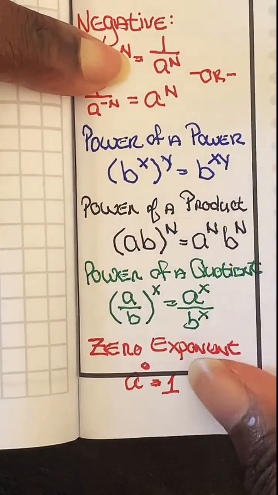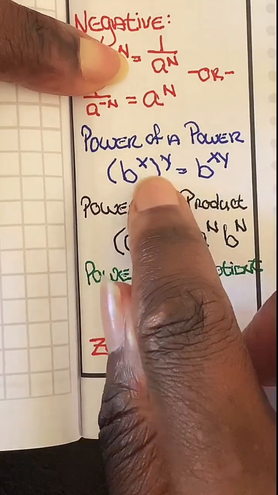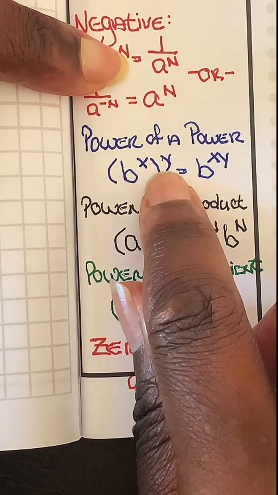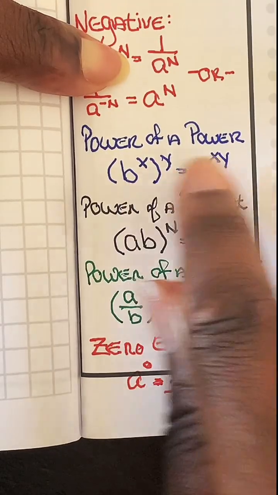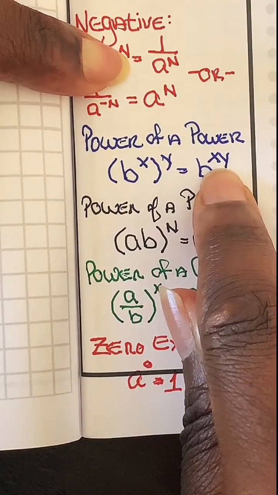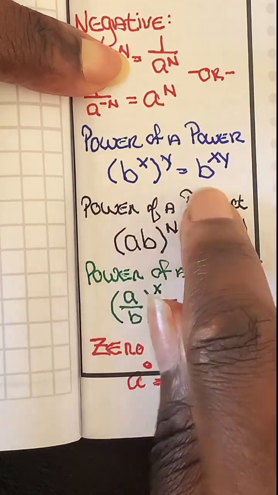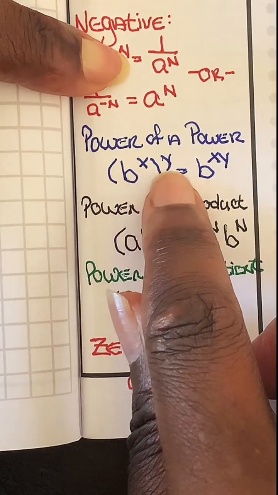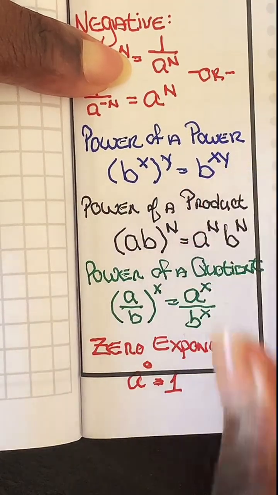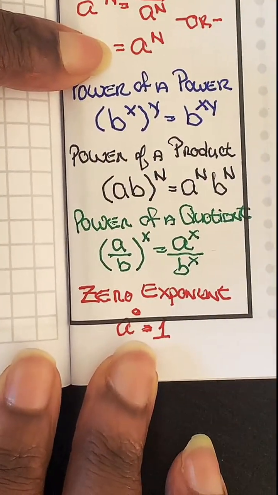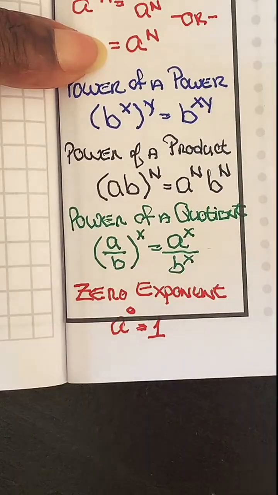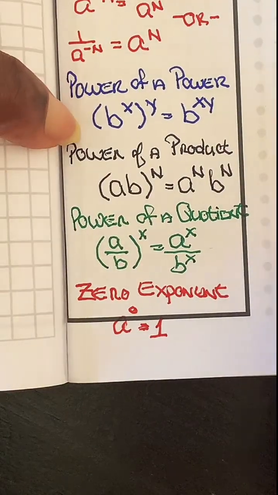I just want to go over the properties first. But when you see a power being raised to a power, you're actually multiplying the exponents. That's what that xy is. You keep the base, but you multiply the exponents. I'm going to get to the example soon. Keep your panties on.